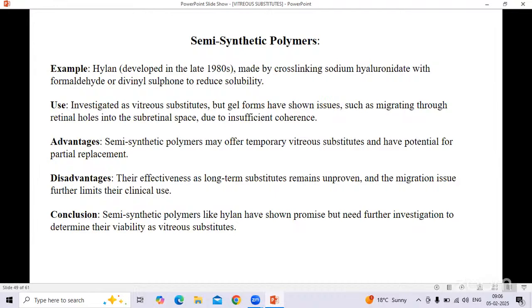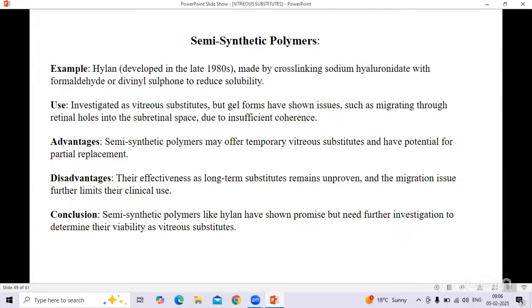Semi-synthetic polymers: we have Hyaline, which is made by cross-linking of sodium hyaluronate with formaldehyde, and they are being investigated as vitreous substitutes, but gel forms have shown issues such as migration through retinal holes into the subretinal space due to insufficient coherence. Advantages: semi-synthetic polymers may offer temporary vitreous substitutes and have potential for partial replacement.